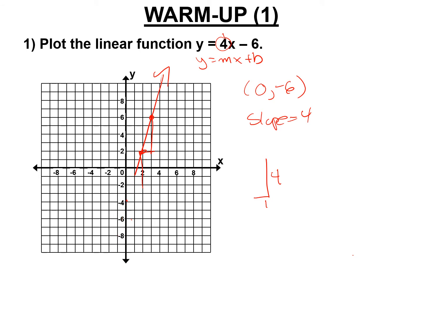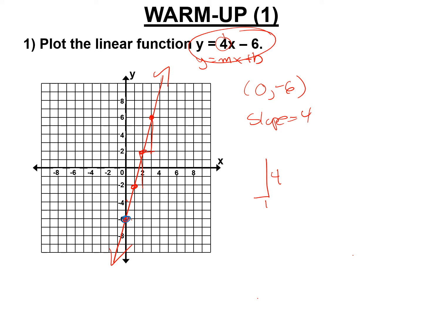I want to do this again. So 0, negative 6, right? And then we have here. So that's why we have erasers. And so all the points that make this equation true fall along this line.